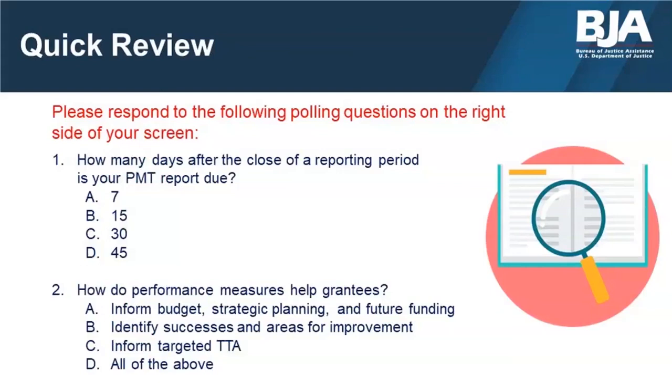Also, for question 2, how do performance measures help grantees? Is it A, inform budget, strategic planning, and future funding? B, identify successes and areas for improvement? C, inform targeted TTA? Or D, all of the above?